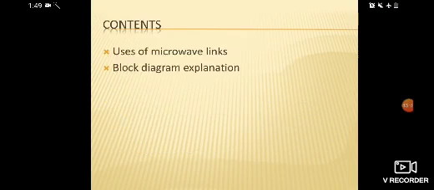In this session I have covered what a microwave link is, the uses of microwave links, and the block diagram of the microwave link, and I have explained each block of the microwave link. I also did some quiz on the previous topic, that is, on cables. Okay, thank you so much.